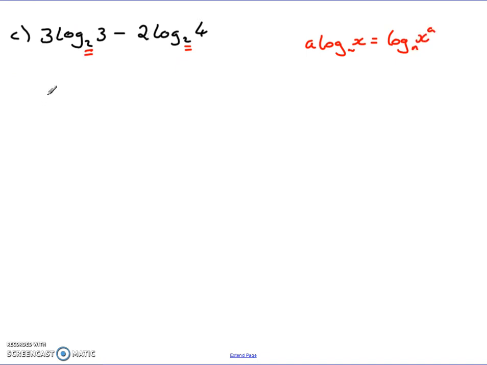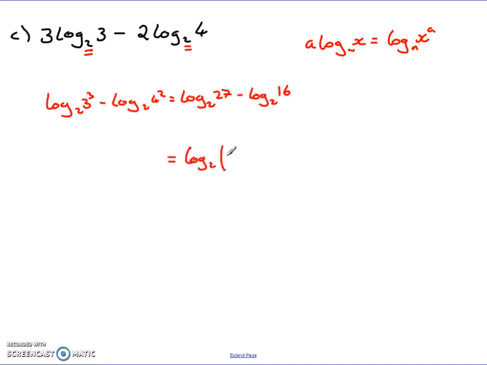So using that on both these, I get log to the base 2 of 3 cubed, take away log to the base 2 of 4 squared. So 3 cubed is 27, so it's log to the base 2 of 27, take away log to the base 2 of 4 squared, which gives me log to the base 2 of 16. Combine both of these: it's a subtract, so we divide. We then get log to the base 2 of 27 over 16. Again, if I can simplify it at this point, I go ahead and do that, but I can't with these values, so we leave it there.